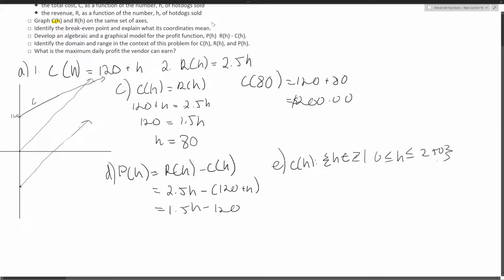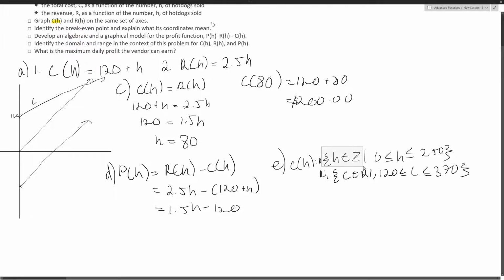Our range would be from our smallest value, which is 120, towards whatever 250 times 1 is. So we have 120 plus 250, so our domain was this, and our range would be C is an element of all real numbers, such that 120 is smaller than C, smaller than 370. There you go. So for our revenue, we're gonna go through the same process.